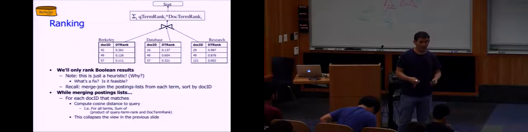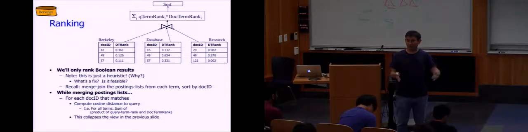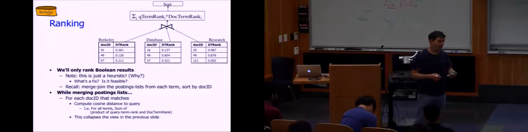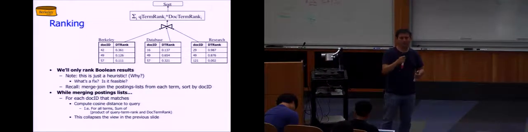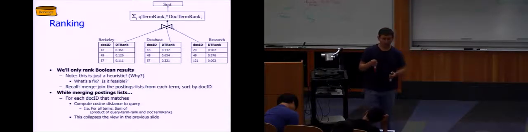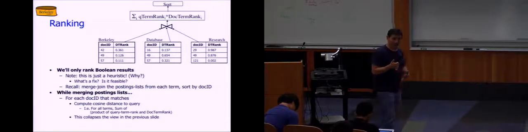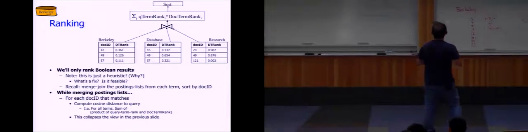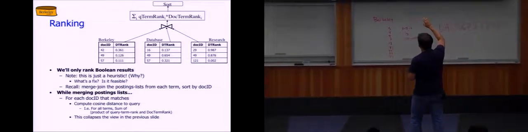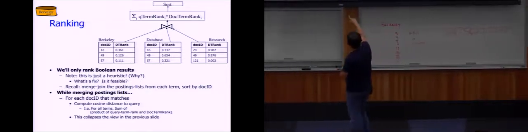Well, we know how sorting works, right? You have to read everything before you can begin to sort it. That would be super bad news if that thing where it said 10 million hits found, before it gave you the top 10, it sorted them all. That would be a disaster. Okay, so it's not doing that. What is it doing? Well, for each document ID that matches the query, we're going to compute the cosine distance to the query.